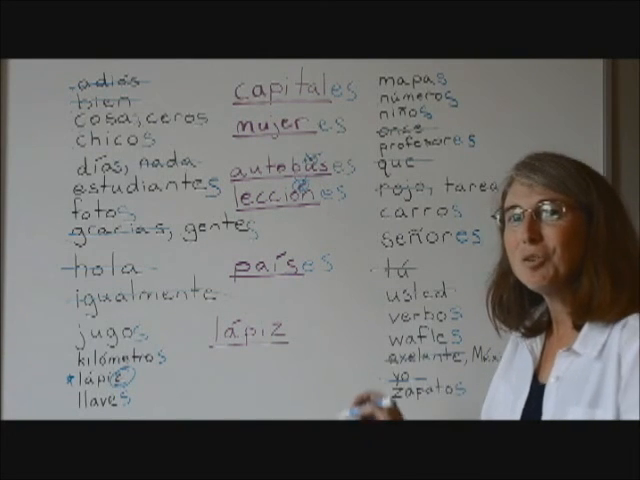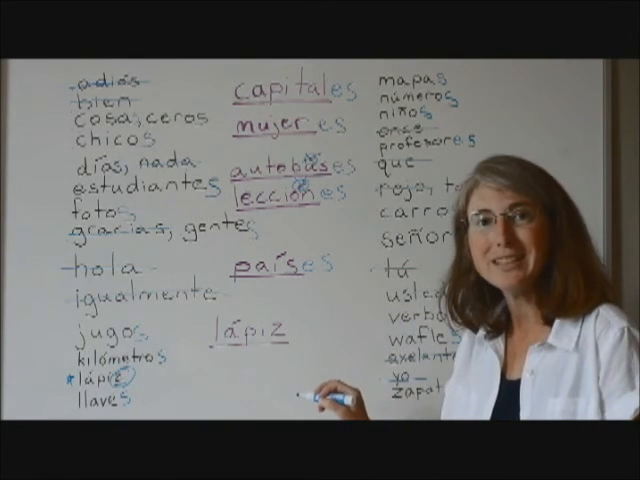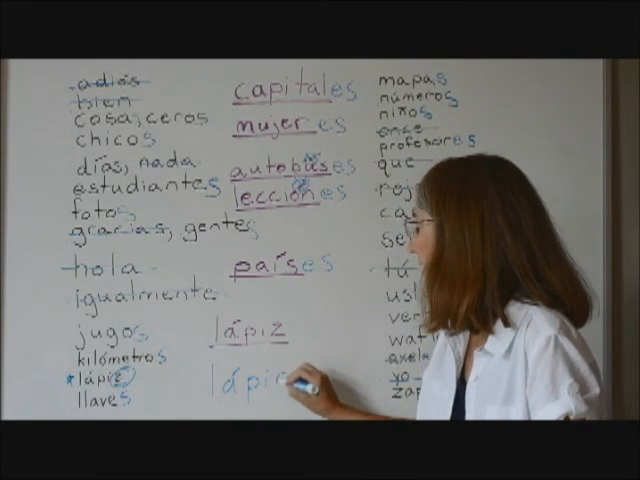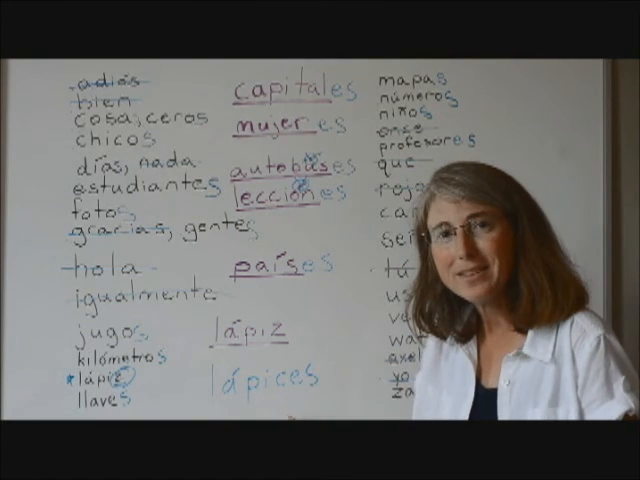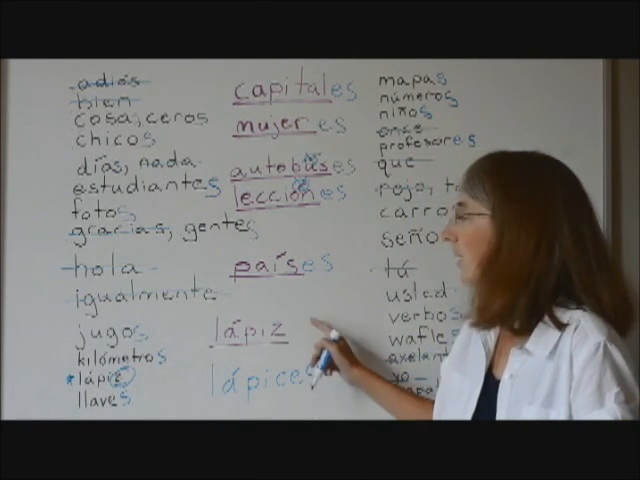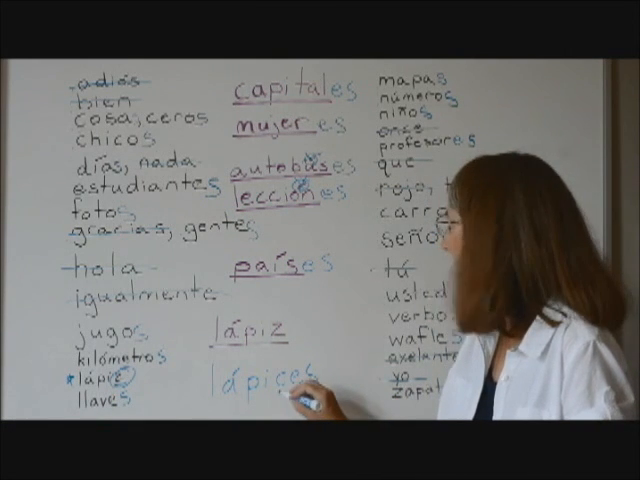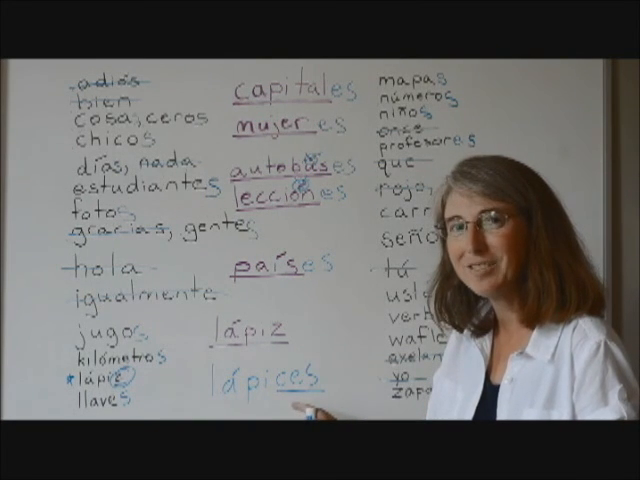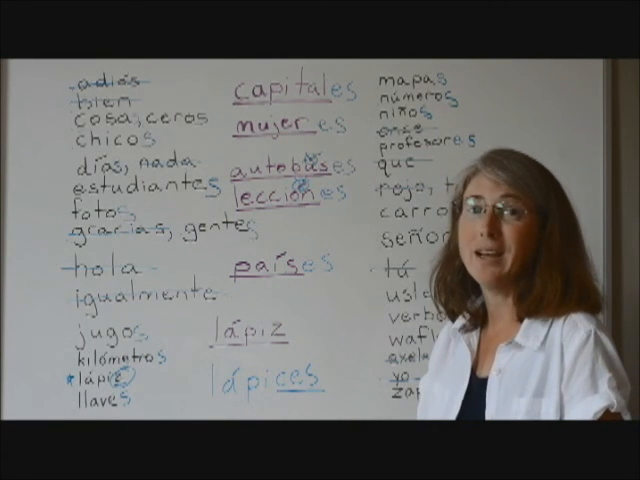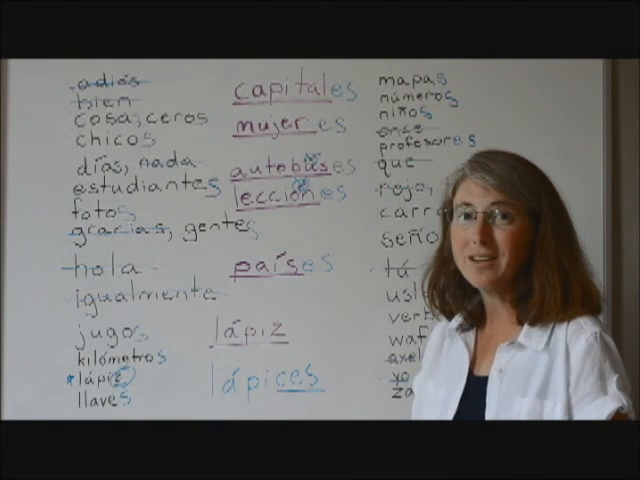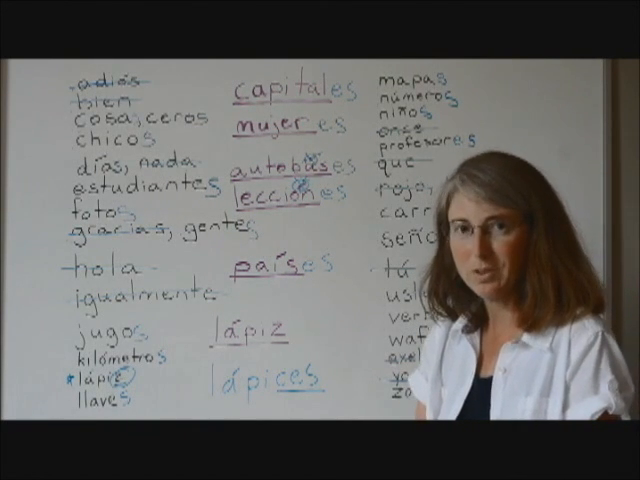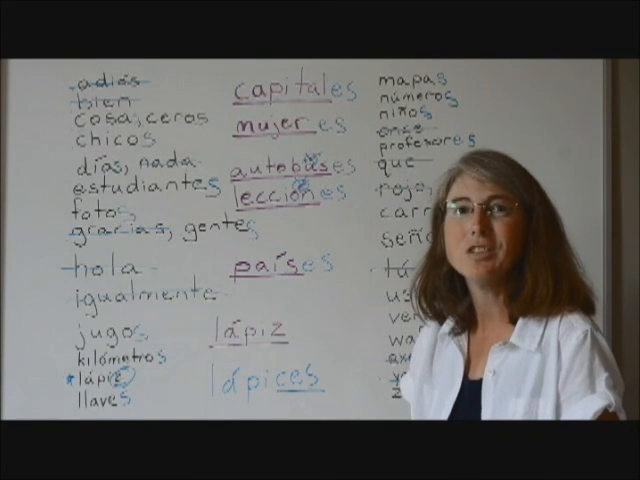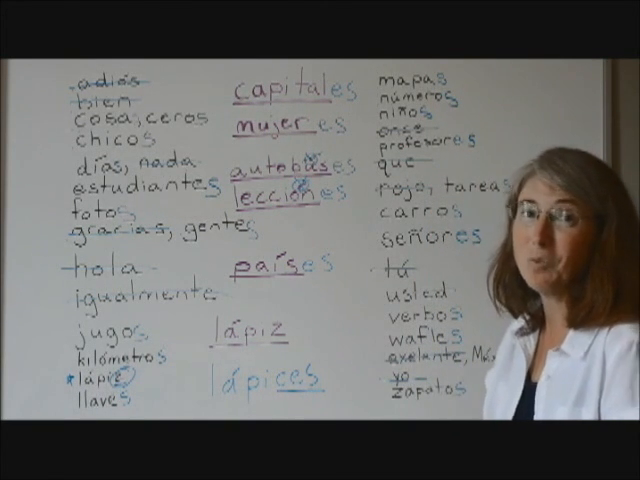Lápiz ends in Z. So in order to make it plural, we have to change the Z to C and then add ES. Lápices. Lápiz, lápices. So any word that ends in a Z, if you're making a plural, you change the Z to C and add ES. A noun that ends in a vowel, add S. A noun that ends in a consonant, add ES. You can remember those three main rules. S for vowels, ES for consonants, the letter Z, change it to C and add ES. If you can remember that, you're going to be really doing well with your spelling in Spanish.